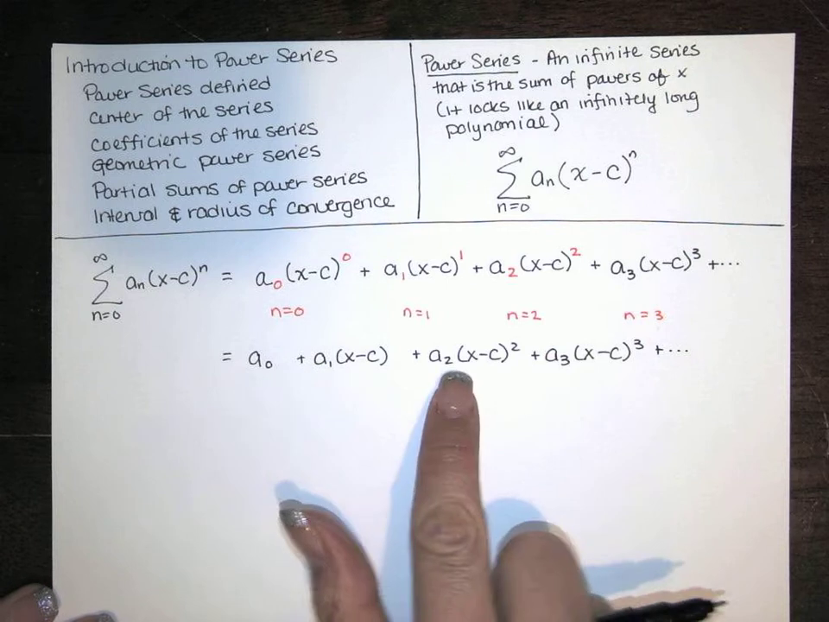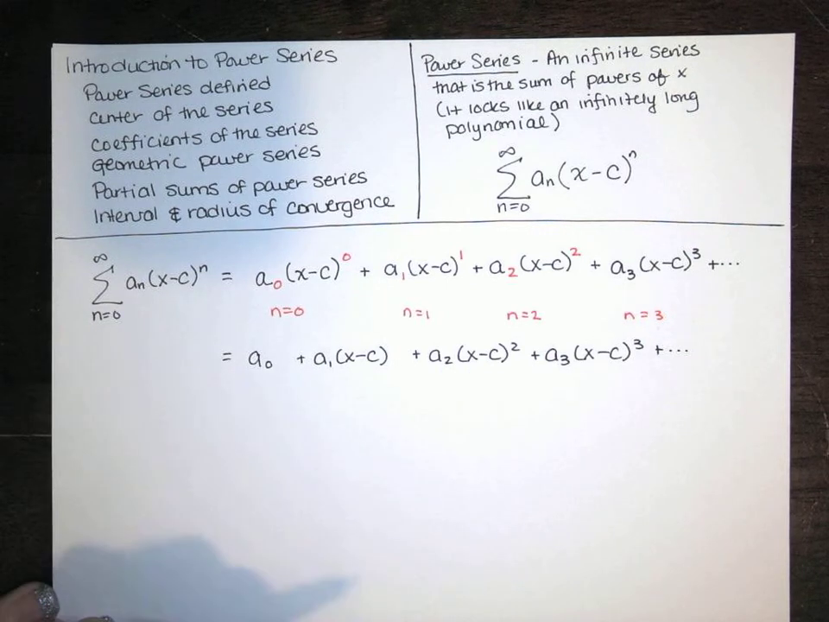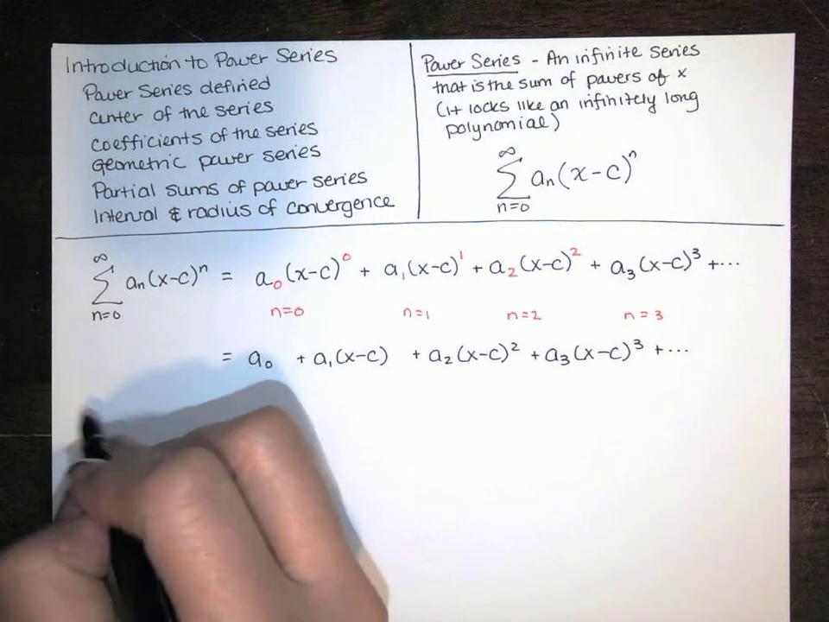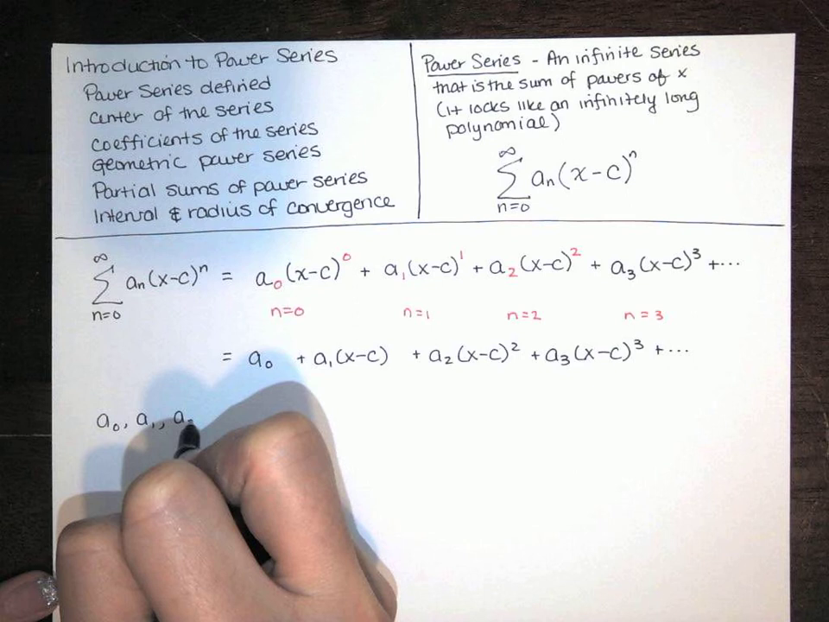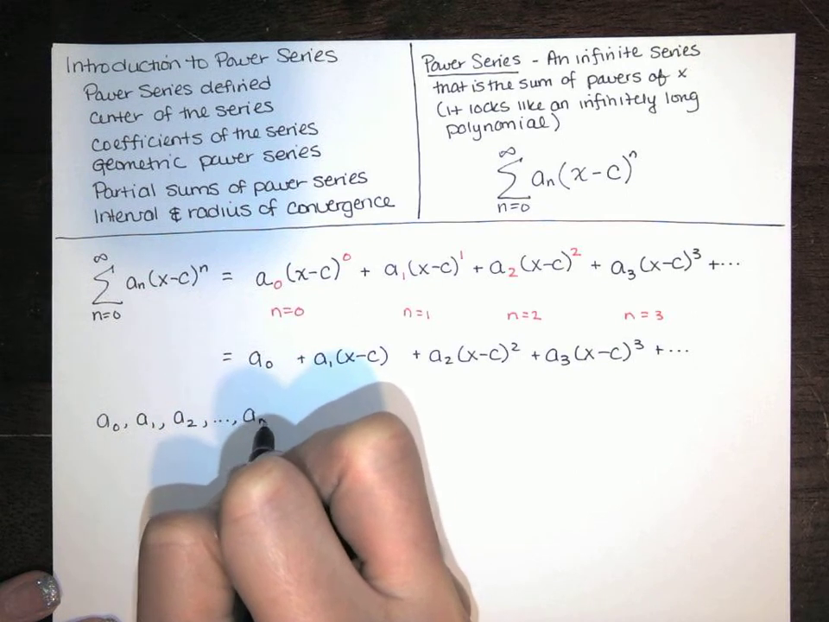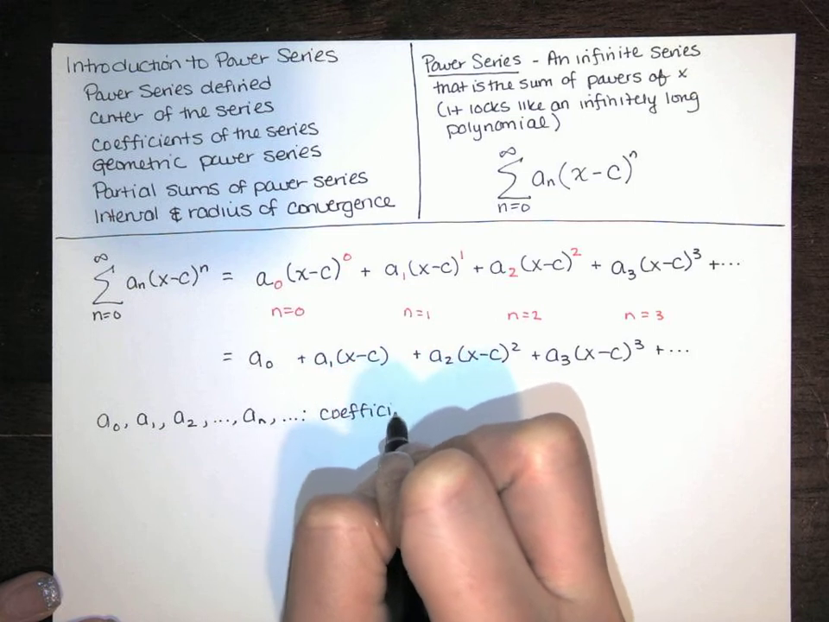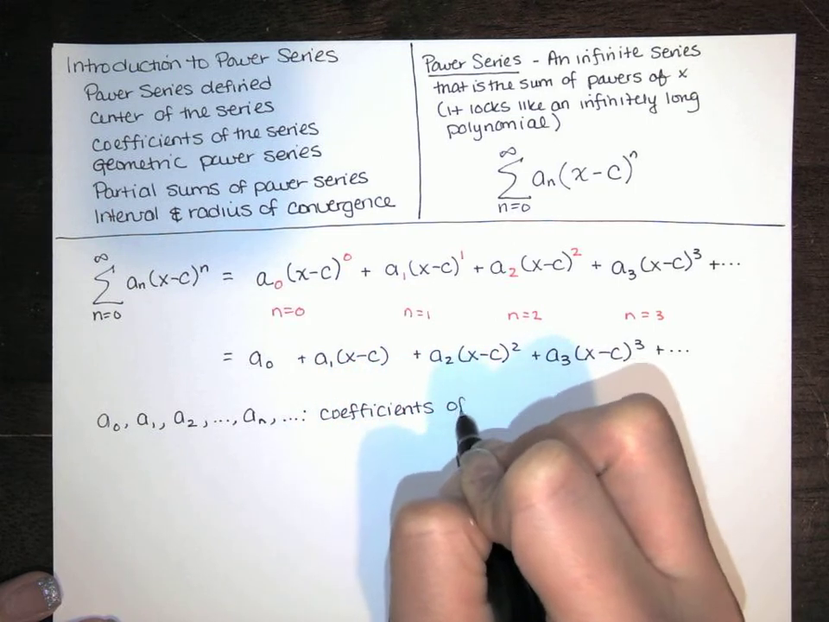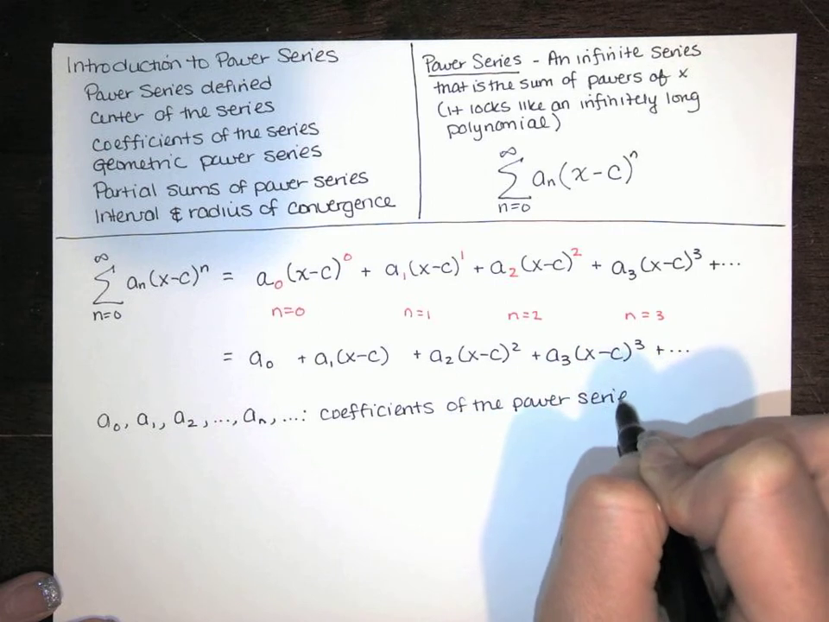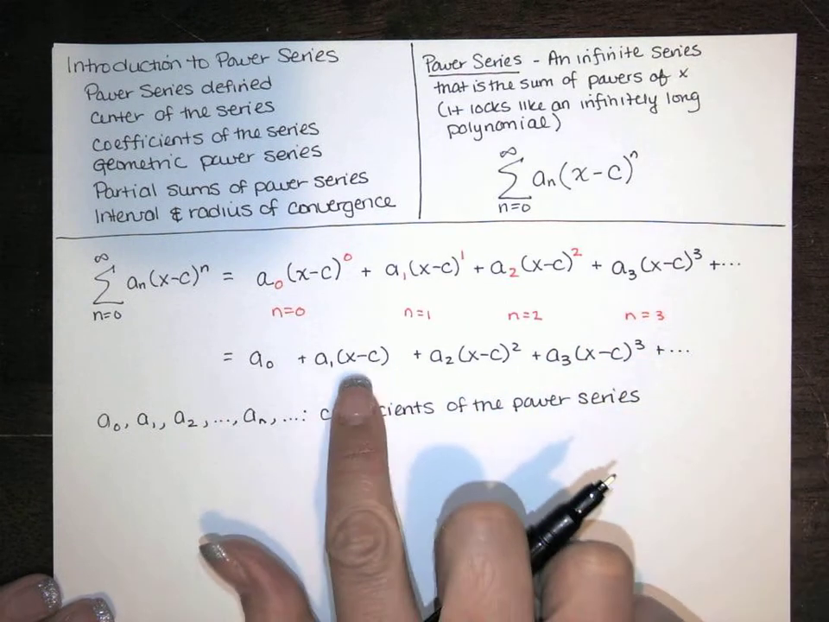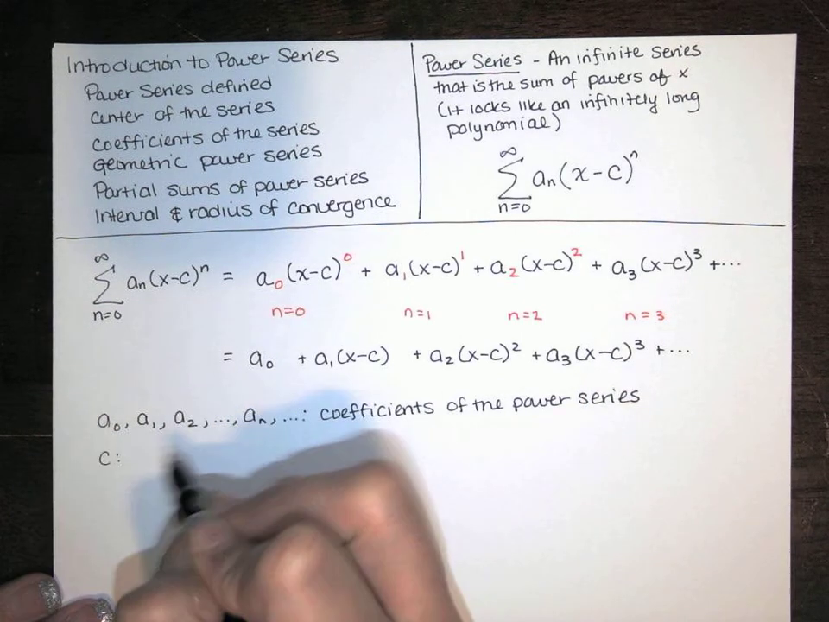Now these a's are constants. Generally that's a formula involving n. You're going to substitute in the values of n and you're going to get these constants out front. Those constants are called the coefficients of the power series. So a sub 0, a sub 1, a sub 2, all the way through a sub n, and you continue. Those are coefficients. And this number c that we're subtracting from x, that's called the center of the power series.